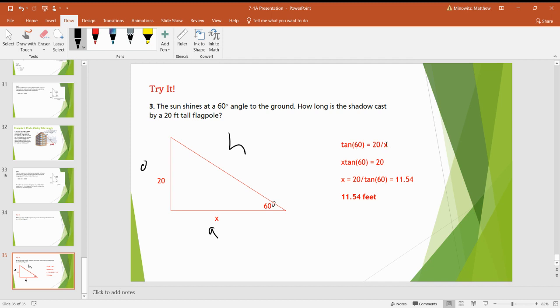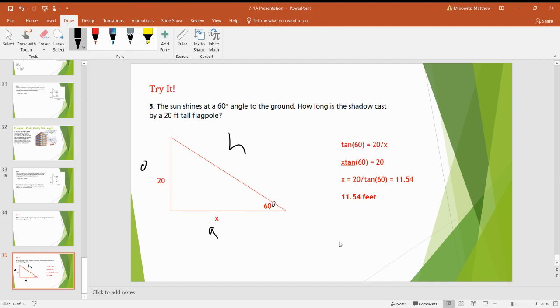Now, x is in my denominator. I'm still always multiplying both sides by my denominator. So I multiply both sides by x. I divide by the tangent of 60. And I do that on my calculator. 20 divided by the tangent of 60 is 11.54 feet, which is how long the shadow is.